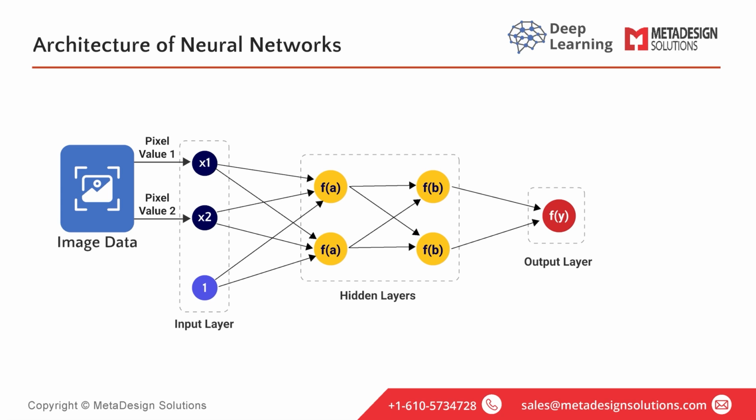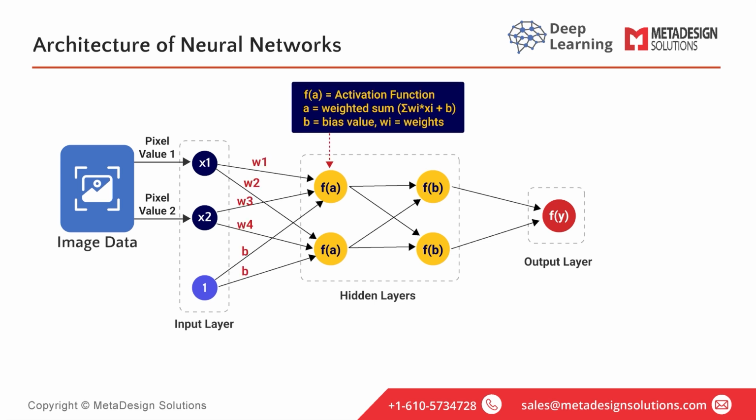Hidden layers are where the computations happen. These layers process the data received from the input layer using weights, biases, and activation functions. Each neuron in the hidden layer performs a mathematical operation on the incoming data, involving multiplying the input by a weight, adding a bias, and applying an activation function. The result is passed on to the next layer.